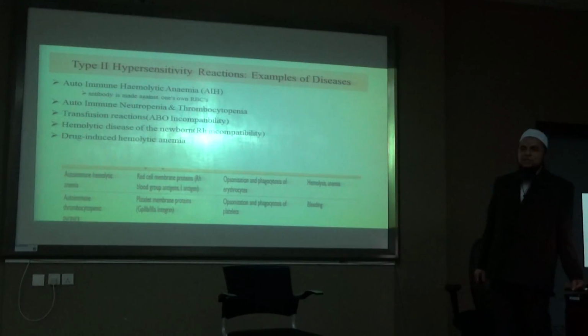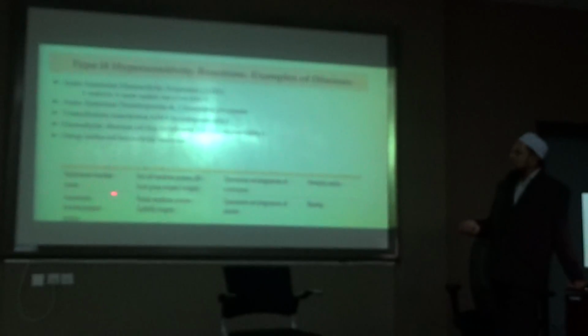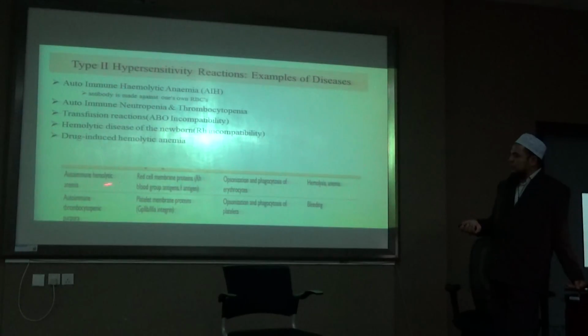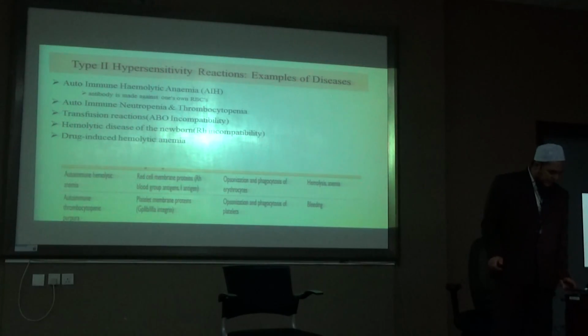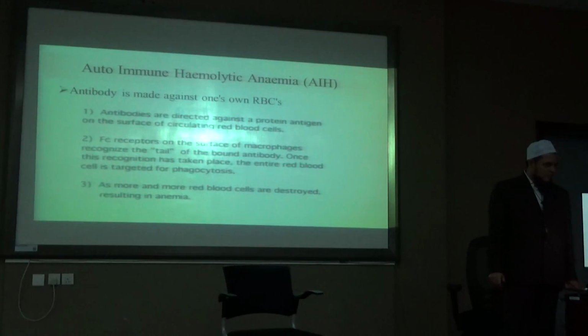Type 2 hypersensitivity reaction, some diseases: autoimmune hemolytic anemias, when there are RBCs, autoimmune neutropenia, thrombocytopenia, ABO incompatibility, hemolytic disease of the newborn, and drug-induced hemolytic anemias. So autoimmune thrombocytopenic purpura, platelet membrane proteins, and then opsonization by the phagocytes, and then leads to bleeding. Rh stands for Rhesus factor, Rh negative, Rh positive.